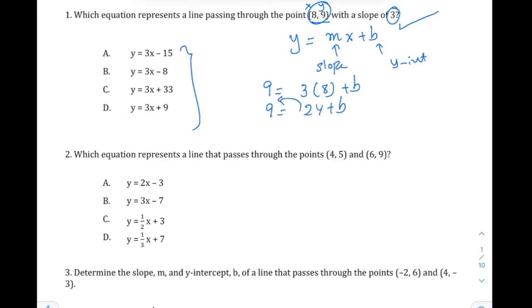Taking the 24 there, so b is negative 15. That means this will be our answer, A, since the slope is 3, as it's very clear, and the y-intercept is negative 15.